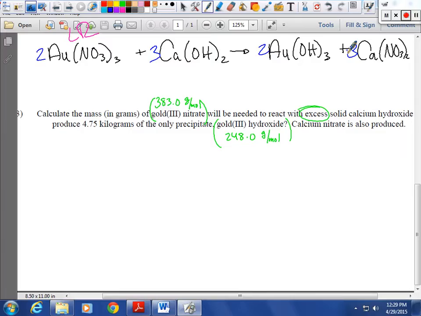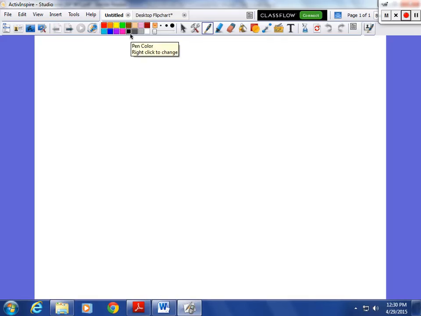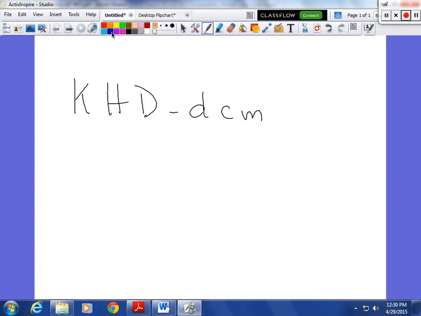But first of all, let's look at our question. Calculate the mass in grams. So here's my question. I need so many grams of gold-3 nitrate needed to react with excess calcium hydroxide. There's the word missing. That produced is really what it should say. That produced 4.75 kilograms of gold-3 hydroxide. So there's 2 ways to do it. First of all, hopefully you guys remember what that little acronym is for the metric system. King Henry died drinking chocolate milk. So they give us 4.75 kilograms.